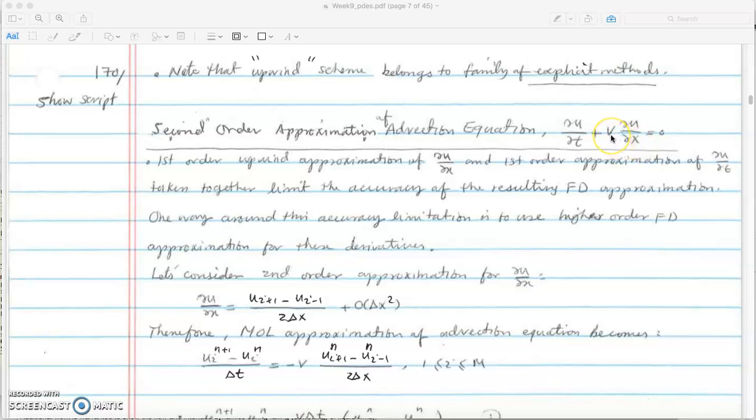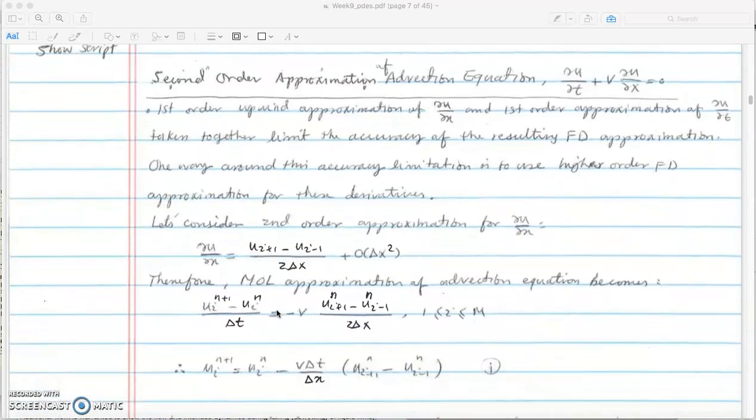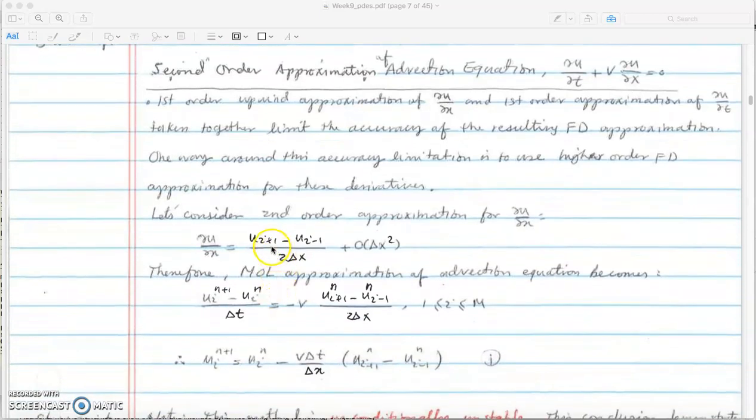Where v is the velocity of, you can think of a flow, and u is the concentration of species in the fluid. So today we're going to talk about how we use central difference to discretize du dx, as you can see in this equation, where we are using i as the index for x. This piece is the central difference for the discretization of du dx.